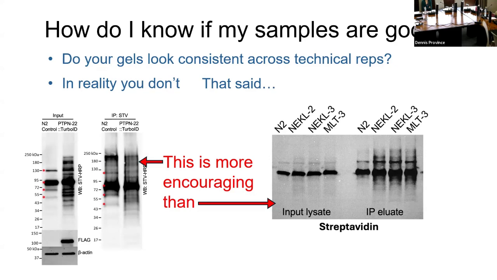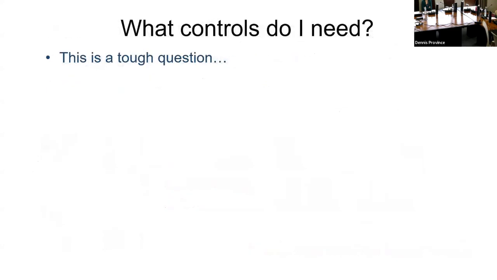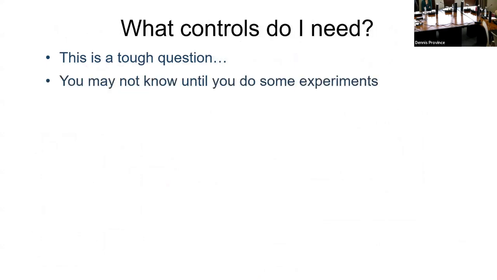So that's the input. This is the lysate. So clearly when you see that, it's more encouraging than when you see this, right? Like this really doesn't look good. This was our best experiment, literally. This was our golden experiment, it turns out, and that's what the gel looked like. And that's why I say you can't know until you run it. What controls do I need? So this to me is a pretty tough question. And the answer is you may not know until you do some experiments. That's the way it goes sometimes.